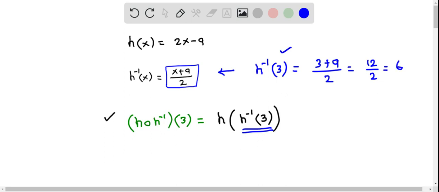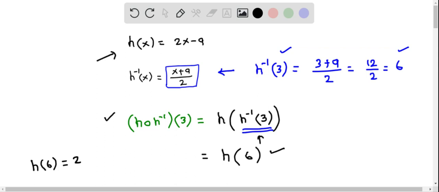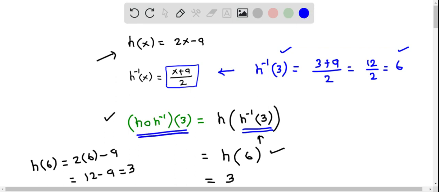So h inverse of 3 equals 6, and this means we can replace this h inverse of 3. This equals 6, so therefore this becomes h of 6. Now we have to determine h of 6. This can be determined by replacing x in h of x by 6. So we find h of 6, and this equals, we have to replace x by 6. So therefore 2 times 6 minus 9. And this equals 2 times 6 is 12, minus 9 equals 3. So therefore h of 6 equals 3. So basically the value of h of h inverse of 3 equals 3.